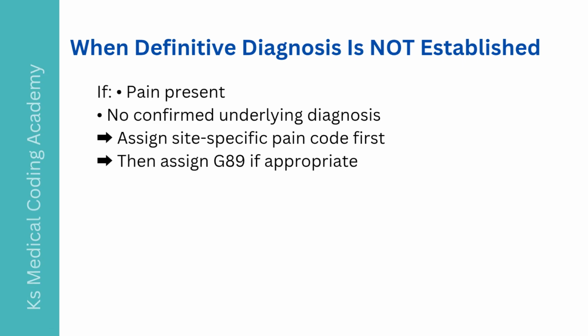When no definitive diagnosis is established. If the patient has pain and the underlying diagnosis is not confirmed, assign the site-specific pain code first, then assign G89 if it adds information.